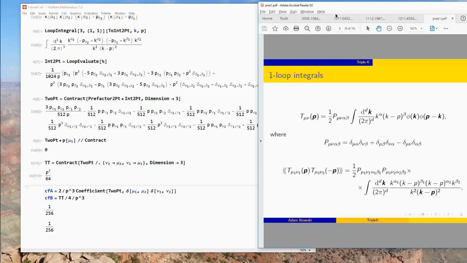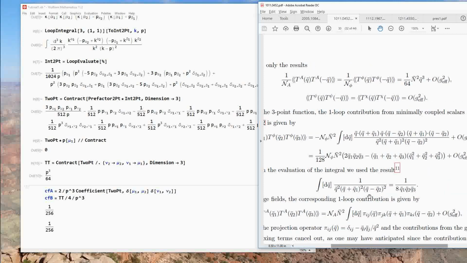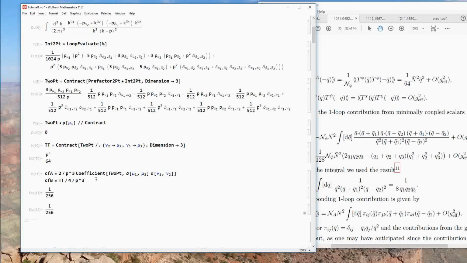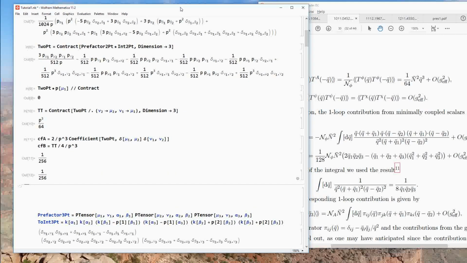And so if we go now to the paper here, we see that indeed the 2-point function of traces is equal to p cubed, in our case, over 64. So this is exactly what we find. And we can also find a and b coefficients given by these formulas. And in this case, we find they are equal and equal to 1 over 256, which is also the correct result. Okay, so this is how we can deal with the 2-point function.